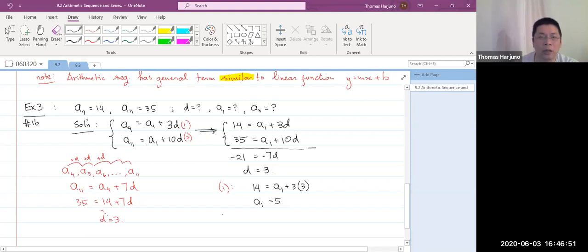Okay, now then the general term, the nth term, will be 5 plus n minus 1 times 3, which is 3n plus 2. Okay, that's the general term.